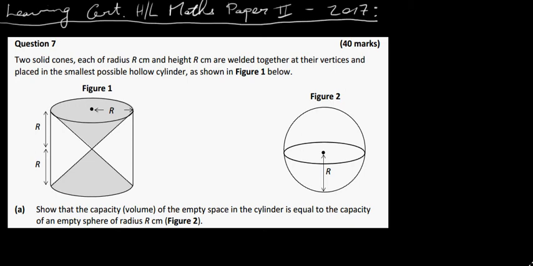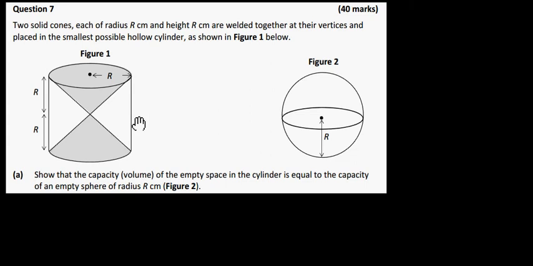Okay, so in this video I'm going to have a look at Leaving Cert Higher Level Maths Paper 2, 2017, and I'm just going to have a look at question 7. So this is question 7 here. It involves a cylinder with two solid cones fitting exactly inside it. So this is one cone here, the other cone here, and the two cones are welded here at their vertices.